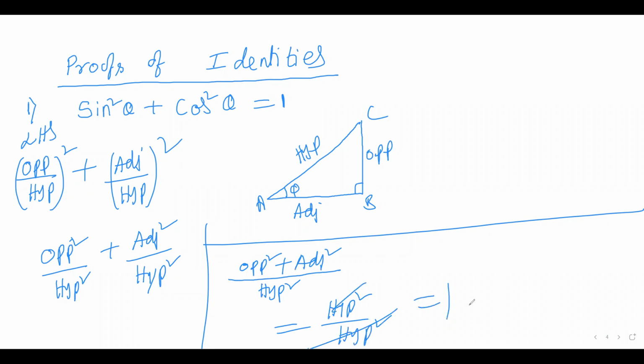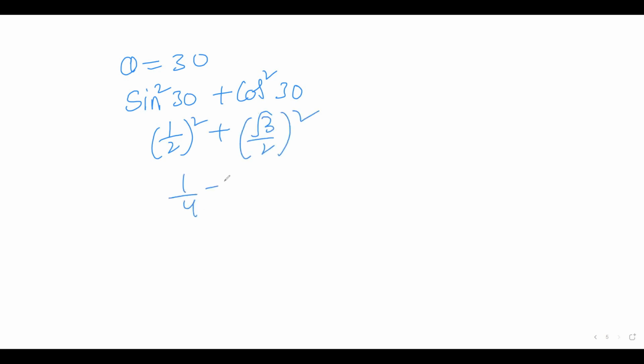Sine square theta plus cos square theta is always 1, no matter what angle theta is. Got it? Take theta as 30 degrees. Sine square 30 plus cos square 30. Sine 30 is 1 by 2, cos 30 is root 3 by 2. So 1 by 4 plus 3 by 4, LCM 4, 1 plus 3, 4 by 4 is equal to 1. No matter what theta is, you will always get 1.